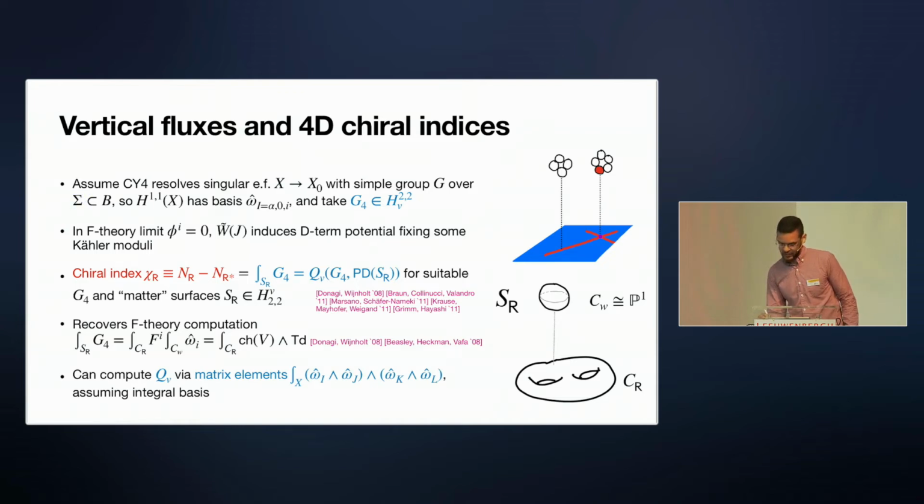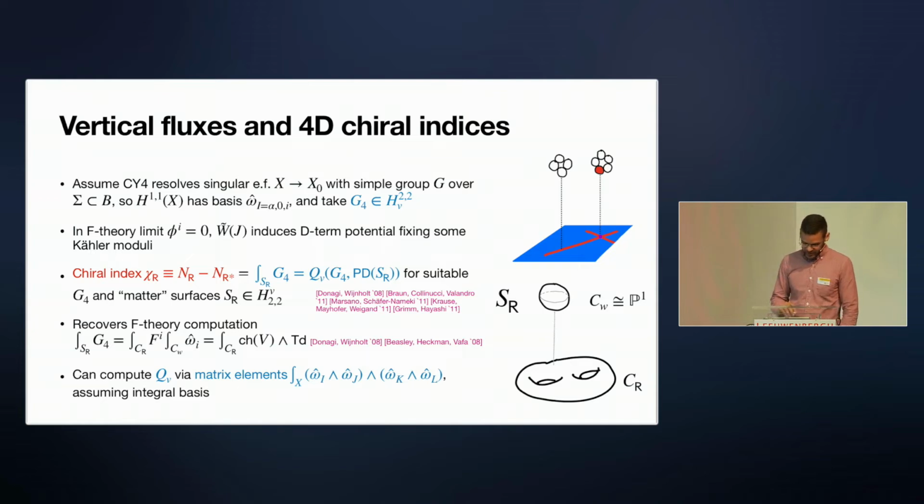Again, that's schematically denoted by this red curve here. I apologize that it's a bit tiny. And in particular, what this means is that the cohomology H^{1,1}, in other words, the space of harmonic (1,1) forms, has a particular canonical choice of basis. And I'm going to take G4 to be purely vertical for this part of the talk.